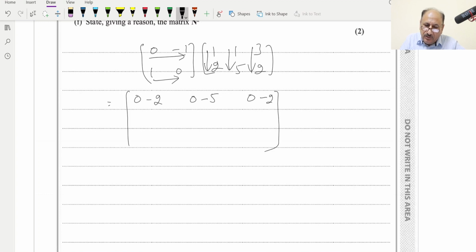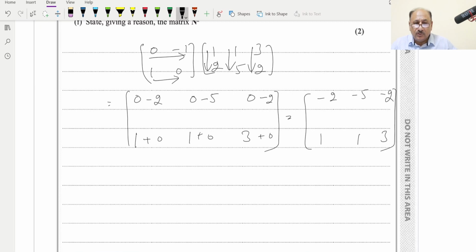And now second row, first column, 1 into 1, 0 into 2 will be 0, so plus 0. And next is 1 into 1 will be 1, and 0 into 5, so this will be 0. Then next will be 3, and so this will be 0. So our answer will be what? Answer will be minus 2, minus 5, minus 2, and 1, 1, and 3. So this one I need to write properly. Okay, this one is done.